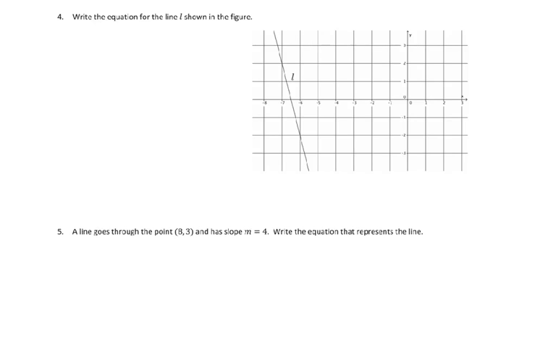And I want to look at number 5. Number 5 says a line goes through the point (8, 3) and has a slope of 4. Write the equation that represents the line. Now remember, we said that we can write the equation of a line in 2 ways. We can do it using 2 points on the line, or we can do it using a point and the slope of the line. So we're going to do that right now.